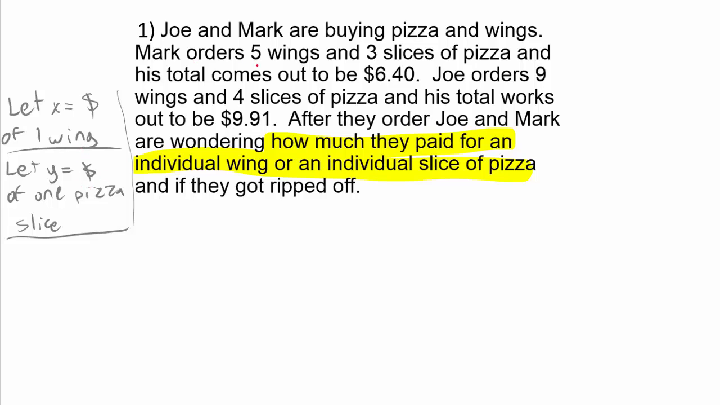So let's now go back. We know that the wings are x, and the slices of pizza are y, and we're looking for some sort of total here in these equations, which it says the total comes out to be $6.40. So when I see that total, a lot of times what I'm going to do is just set something equal to $6.40. To set this up, we've got 5 wings, so 5 times the cost of each wing plus 3 times the cost of each slice of pizza should equal $6.40. That's a pretty good setup here. So the money from the wings plus the money from the pizza should equal the total money.